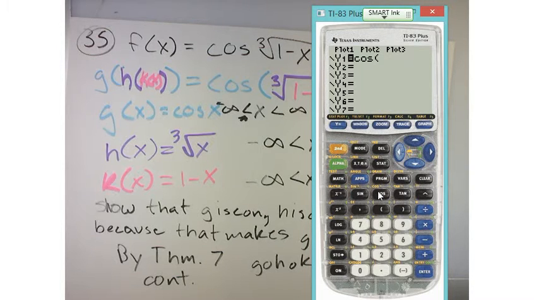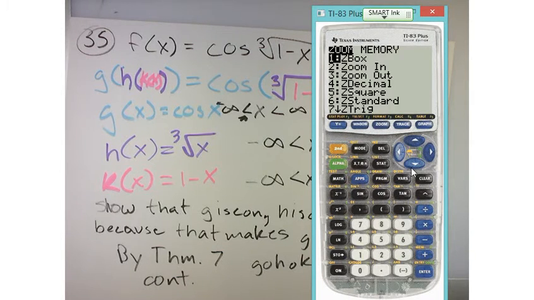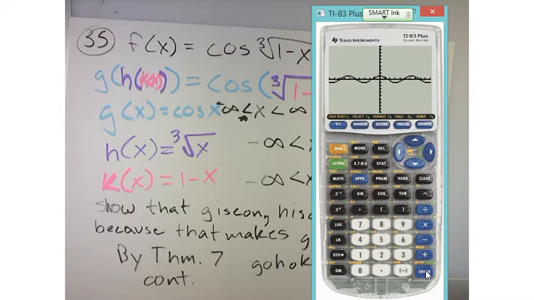Cosine of x, graph it. Got to zoom out a little bit here. Continuous. There's no problems. There's no horizontal asymptotes, right? So for every x value, there's a y value. There's no real problems with cosine of x, right? So that's continuous, always, for everything.